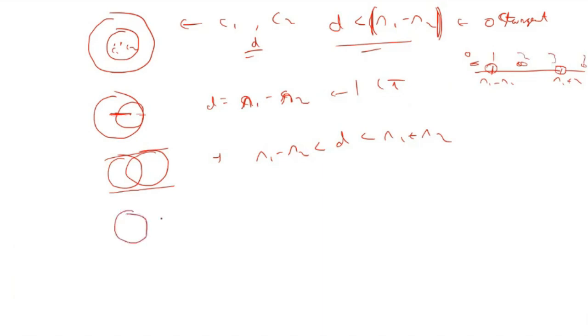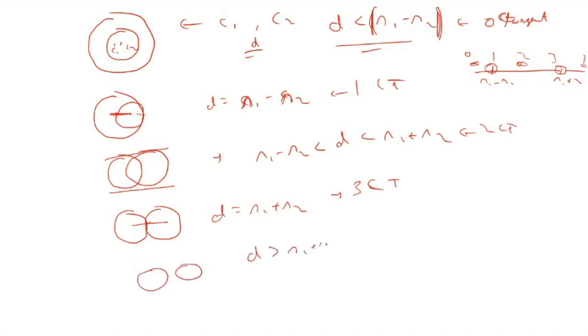Now for three common tangents, this is the first radius, this is the second radius, so the distance would be the sum of those two, R1 plus R2, as is evident from the figure as well. This will be three common tangents. This is 2CT, this is 3CT. And finally, for two distinct circles, there will be four common tangents. Here D will be greater than R1 plus R2, which is again evident from the figure, because this is R1, this is R2, and the intercenter distance is much more because of this gap. So this will be four common tangents.